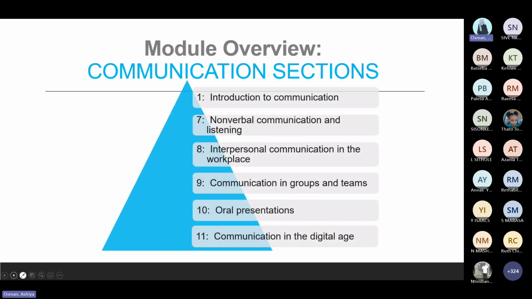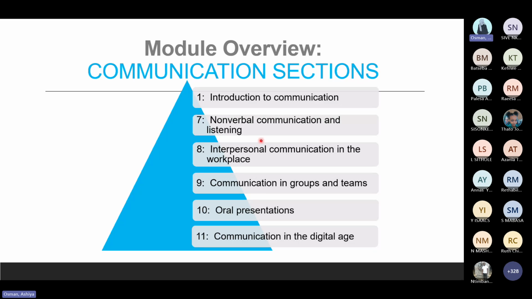The communication sections are in learning units 1, 7, 8, 9, 10, and 11. All right. These are very important. We use these communication sections as a basis for all your writing sections, and you'll see how we make you apply it. All right. So you see learning unit 1, introduction to communication. Learning Unit 7, Nonverbal Communication and Listening.